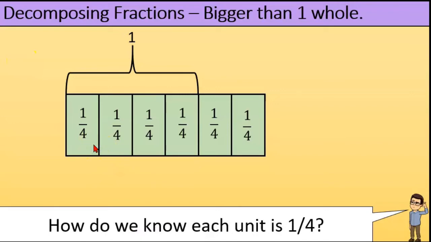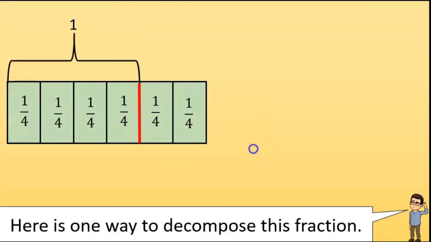How do we know that each unit is 1/4? I know that because this line tells me where 1 ends. So I have 4 equal pieces inside, so each is 1/4, and then 2 more fourths outside. Here's one way to decompose this fraction. Remember, you can decompose this a lot of different ways, but here's one way.